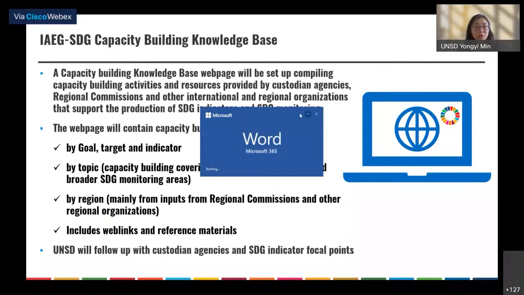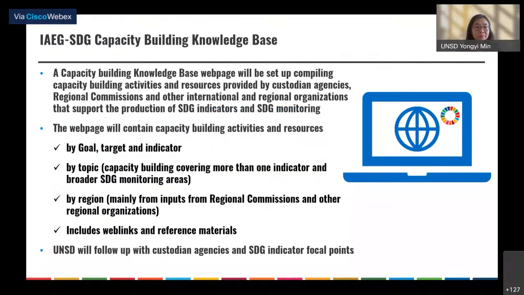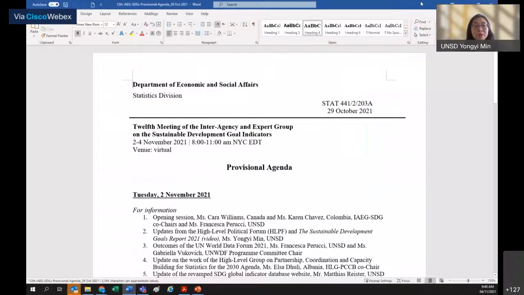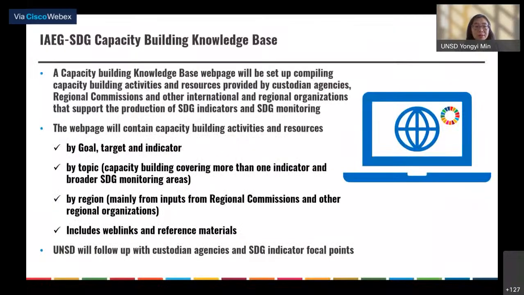This website will include web links and reference materials. And UNSD will follow up with all the custodian agencies who haven't responded to the survey, and also follow up with the SDG indicator focal points, to try to get as much information and as many resources as possible to build up this capacity building knowledge base.